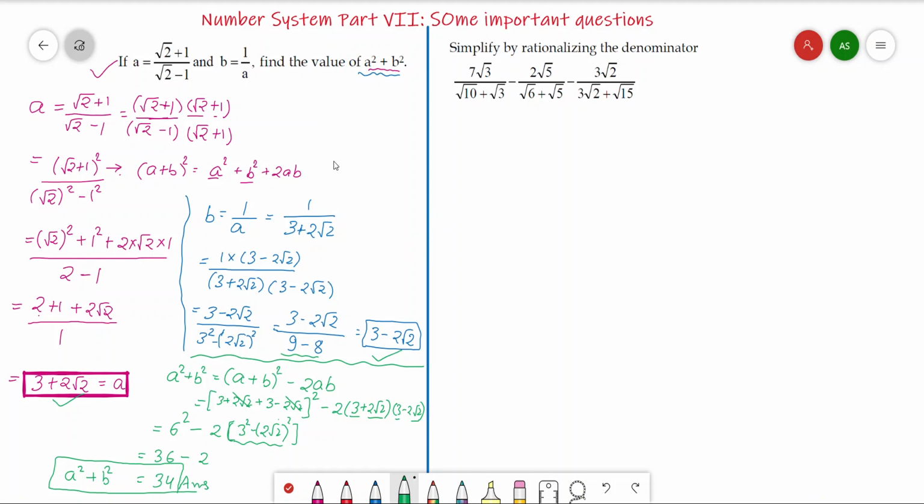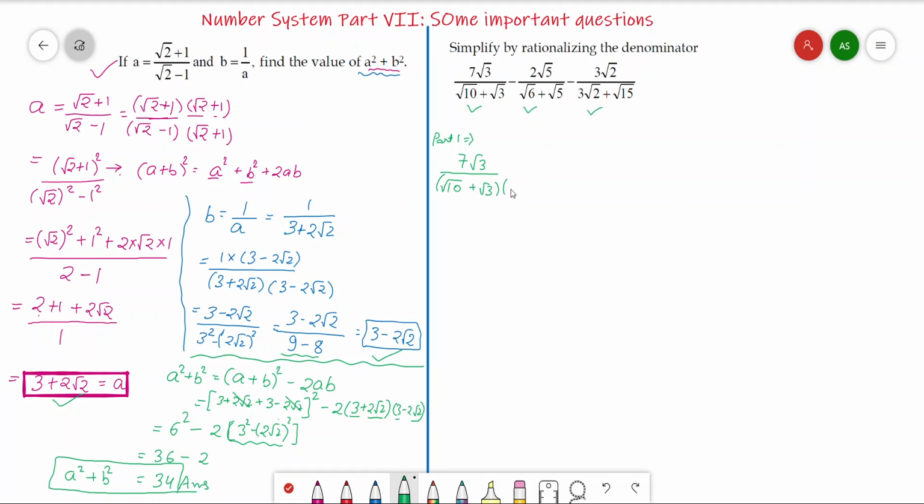Next question, we'll move on to the next example now. Over here you can see there are three different terms. So we will try to rationalize each part separately, and then we will put the final or simplified form of each part in the question and we'll try to simplify. So we'll take the first part, that is 7 root 3 divided by root 10 plus root 3. So we will start by rationalizing it.